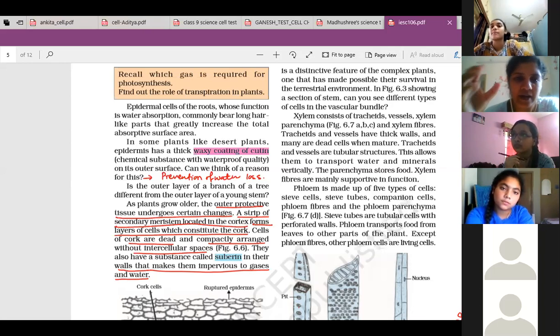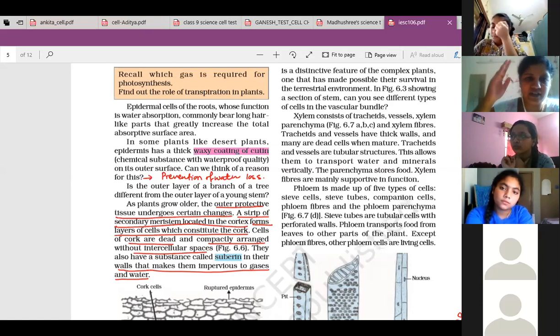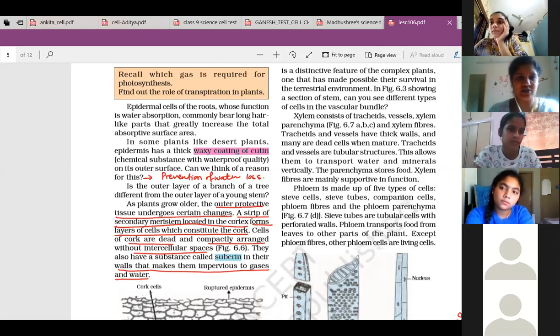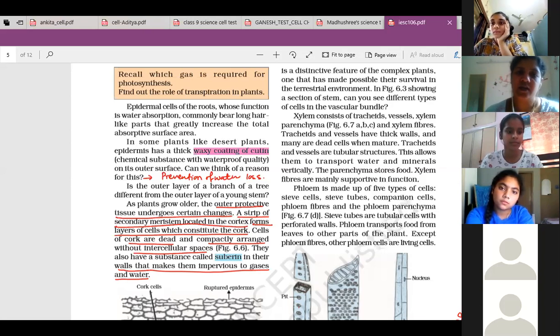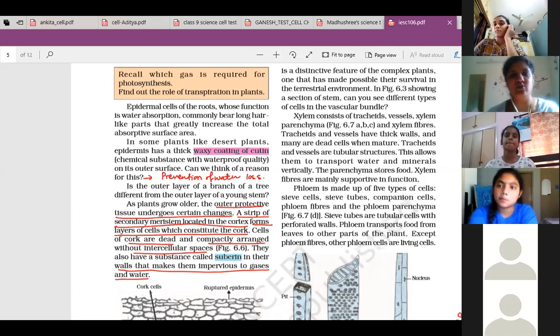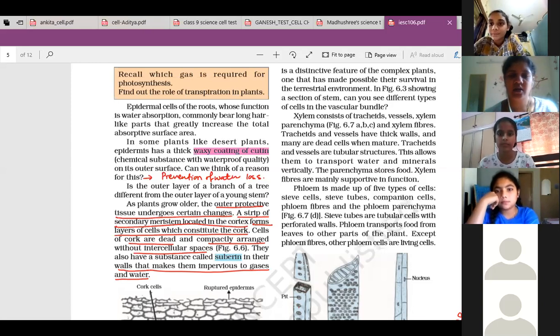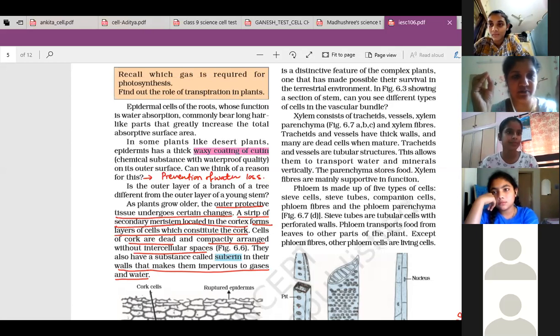It's clear? The pipeline is formed due to sieve tubes. Upward and downward conduction is through the sieve tube. Sideways conduction will happen with the help of companion cells. Then parenchyma provides nutrition and fiber provides strength. Both xylem and phloem are made up of 4 components. Tracheids and vessels are in xylem, and phloem has sieve tubes and companion cells. The remaining 2 are the same in both: parenchyma and fibers.